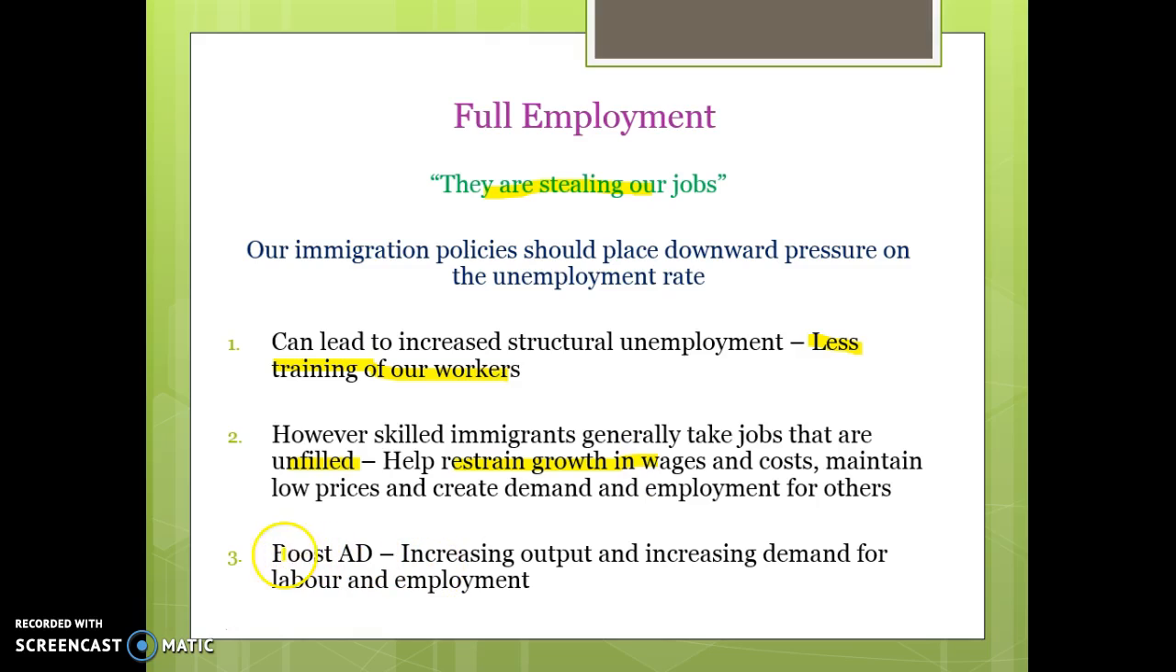You can also argue that migration boosts aggregate demand. So not only do prices go down because there's more productivity, but there's more people in the economy, so that can help create jobs as well. Any person that comes here may take an Australian job, potentially, but they're also going to spend money on goods and services and create additional jobs. So the increased aggregate demand is good for full employment, and the fact that they keep wage pressures down keeps jobs in Australia because we're internationally competitive. But there can be some increased structural unemployment in the short term.